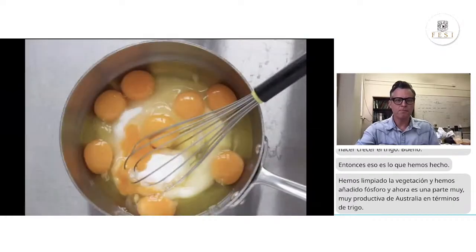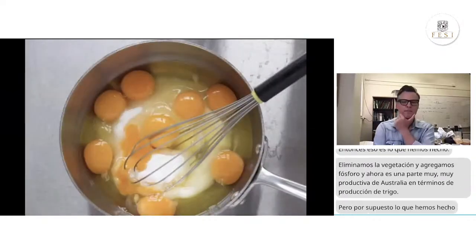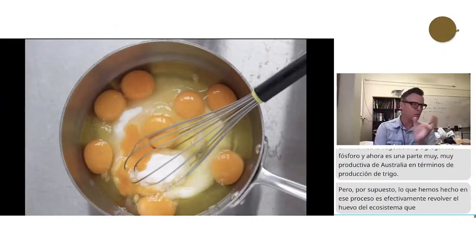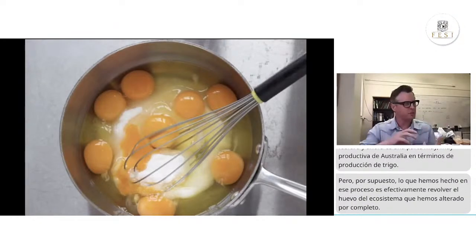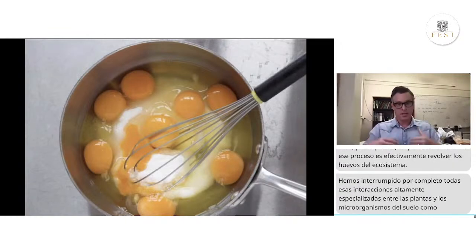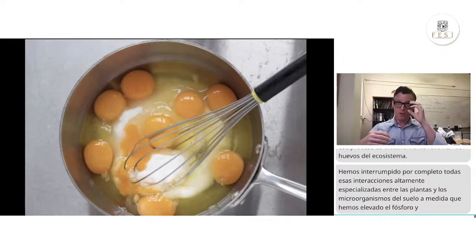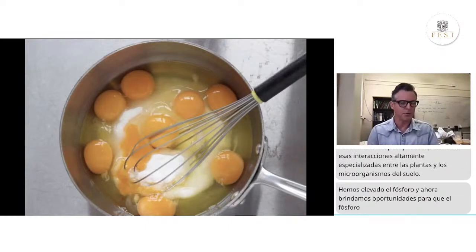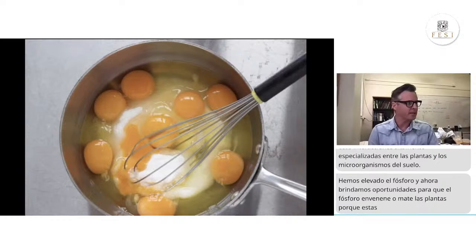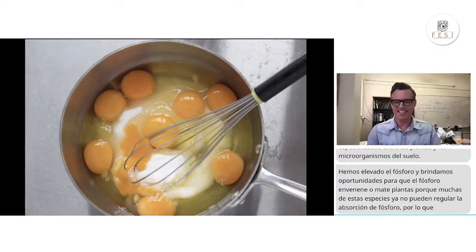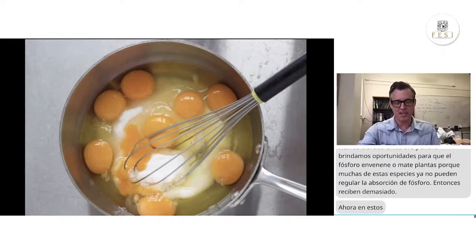But of course, what we've done in that process is effectively scramble the egg of the ecosystem. We have completely disrupted all of those highly specialized interactions between plants and soil microorganisms. We've elevated the phosphorus and provided opportunities now for phosphorus to poison or kill plants because a lot of these species can no longer regulate phosphorus uptake. So they get too much of it now in these landscapes, which kills them.